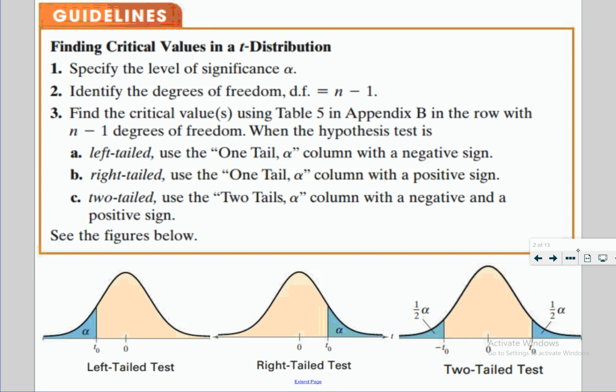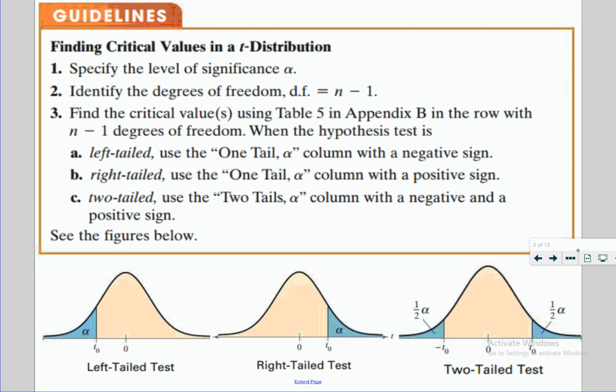The two rows right below that have one tail alpha and then two tail alpha. So you need to know when you're looking at your chart if it's a one tail or a two tail test. So if it's a one tail, that could be a left tail or a right tail. You're going to use that row. And if it's two tail, you use that row. Then you go over to whatever your specified level of significance is in that row. You go down to your degrees of freedom and you find the value.